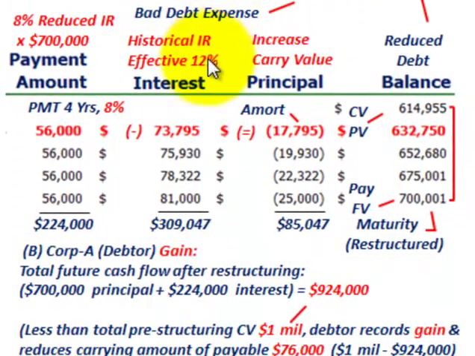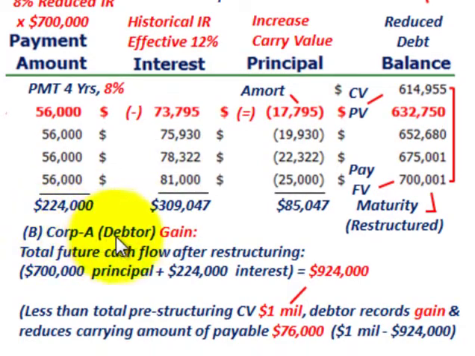The other thing that Bank B has to do is come up with a new effective interest amortization schedule on this note, based on the reduced debt. But before we get into that, let's look at Corporation A, the debtor, where they're going to have a gain.